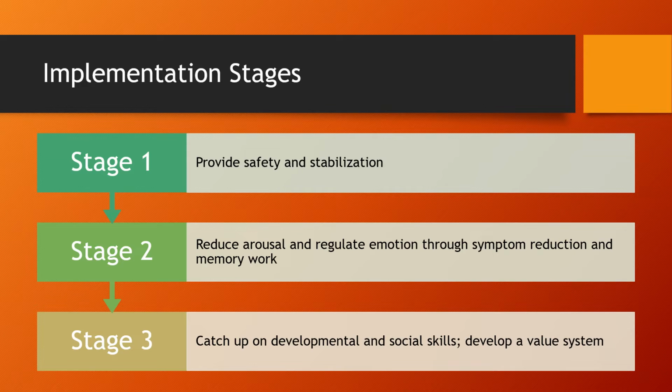And then in stage 3, this is when they can catch up on development and social skills and try to develop a value system. So interventions in this stage may include coping skills, supporting efforts to achieve socially appropriate goals, and facilitating development of healthy social support systems.